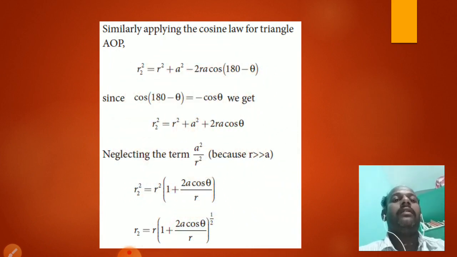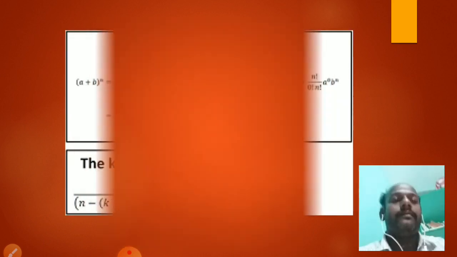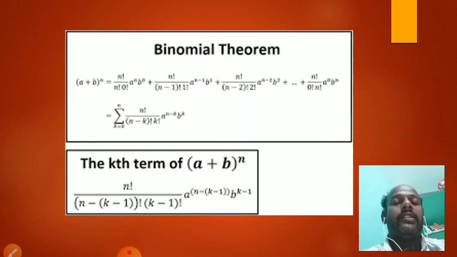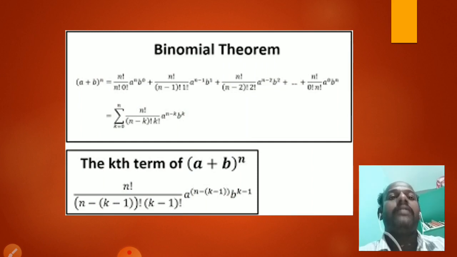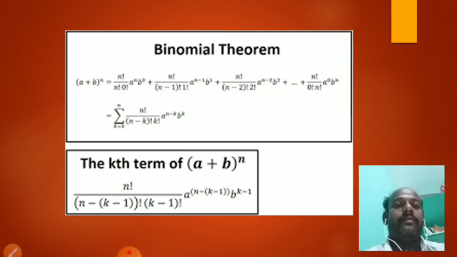Next, similarly I am going to use the same cosine law and the same terms. I simply want to know the value of 1 by R2. The binomial theorem I already told you: A plus B whole to the power n will be equal to n factorial by n factorial into 0 factorial, A to the power n, B to the power 0, plus n factorial by n minus 1 factorial into 1 factorial, A to the power n minus 1 into B to the power 1. By the way, it will keep on extending.